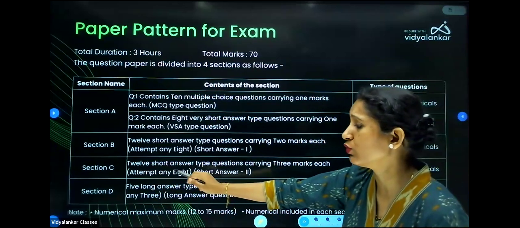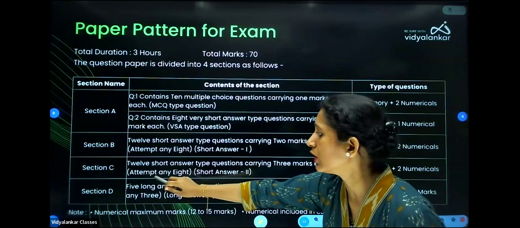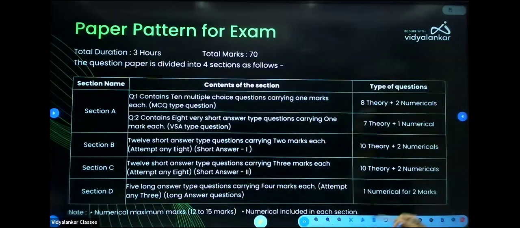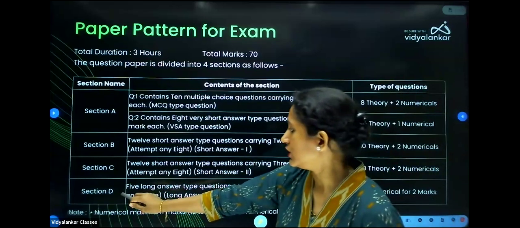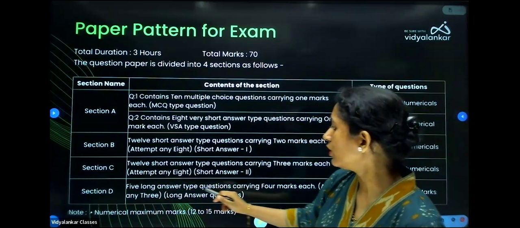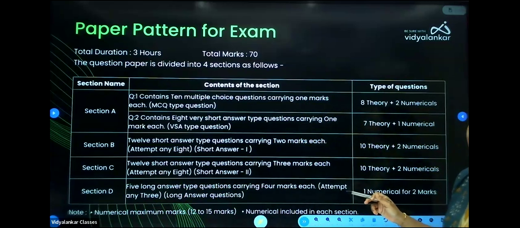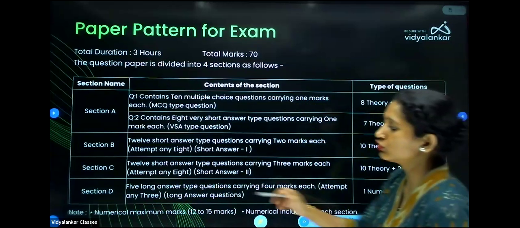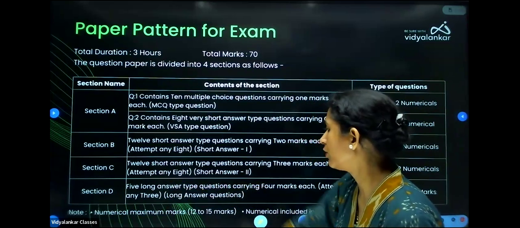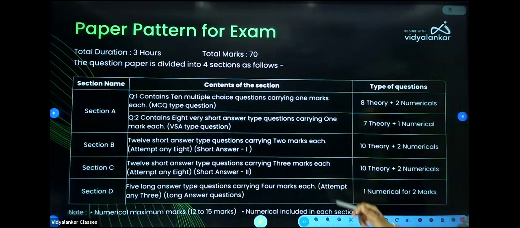Here again, as I said, you have a choice among 12 to attempt any 8. Here you find 10 theory questions plus 2 numericals. And section D contains 5 long answer type questions carrying 4 marks each. Again, you have an option to choose any 3 questions among 5. From these 5 questions, you will mostly get only 1 numerical for 2 marks.